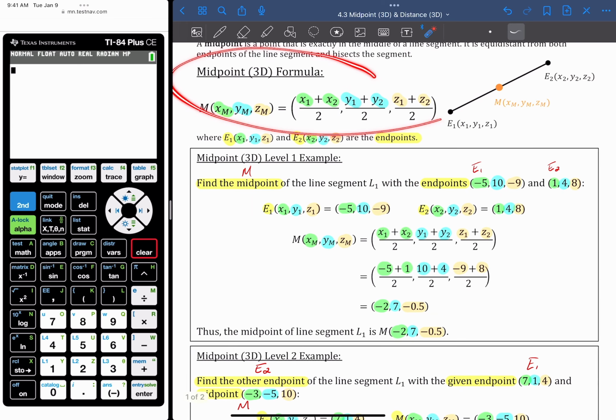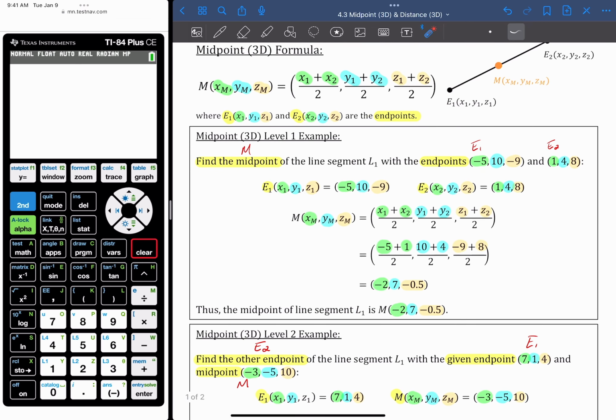Again, we have our formula right here. We're just adding a z from what we were doing in 2 dimensions. We need to find the midpoint of a line segment L1 with these endpoints. It's -5, 10, and 9. That's E1. Then E2, the second endpoint, is 1, 4, and 8. You can see that I labeled it right here. This is my x, y, and z. You can see by the color coding that I have. So I just need to find the middle number for x, the middle number for y, and the middle number for z. And then I have the midpoint in 3 dimensions. So let's take a look.